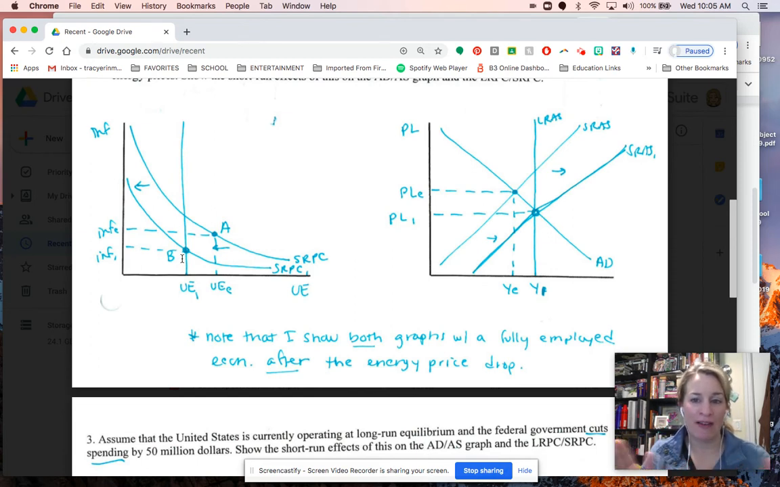So you might not have these at full employment, but you do show that shifting to the right on the aggregate supply, and then you also show the shifting to the left on the Phillips curve.